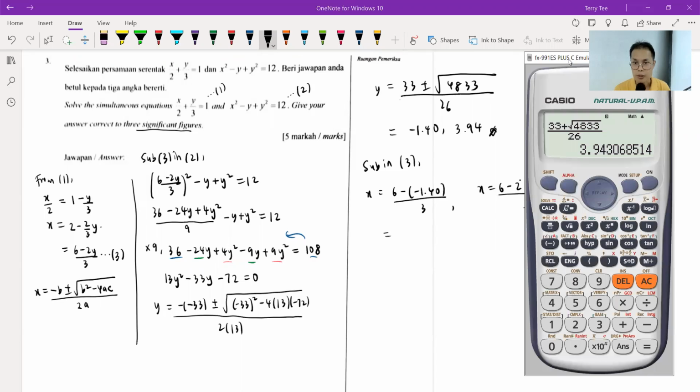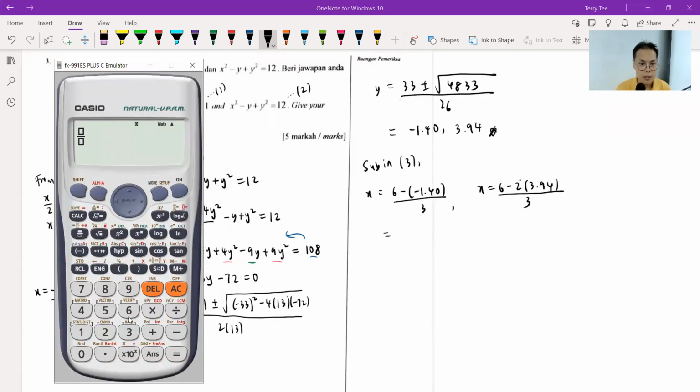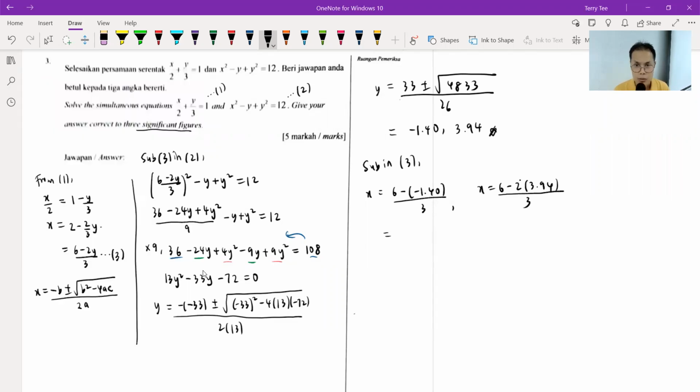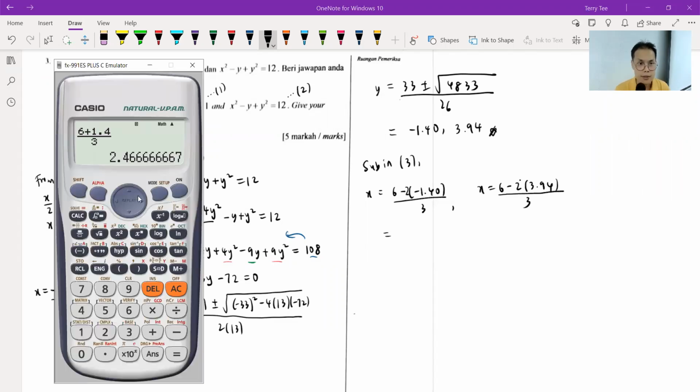Okay, first one, let me just write it down here. This is 6 minus 1 is a plus of 1.4. Divide by 3. This answer is 2.47. Yeah, 2.4. Wait, I hope I didn't make any mistake. Okay, there is a 2 in front. Actually, I missed out. There's a 2 in front. So the first answer, please put a 2 in front.